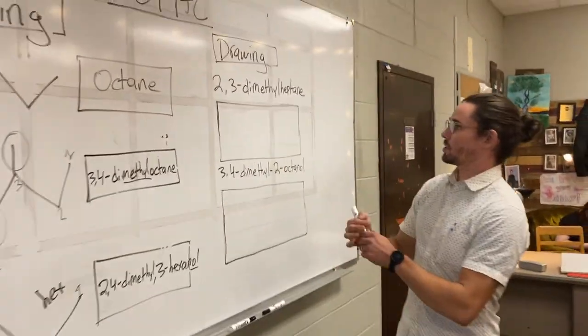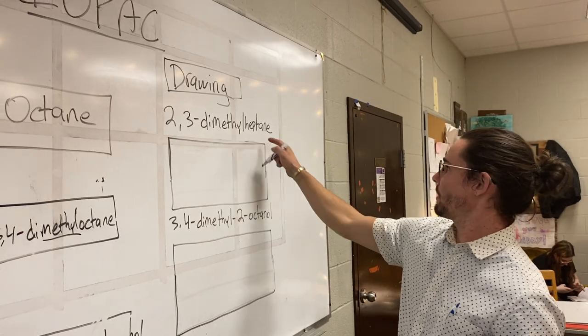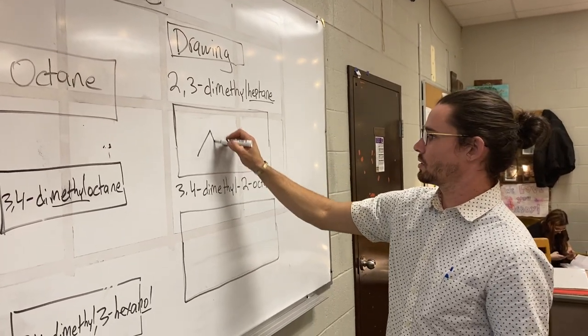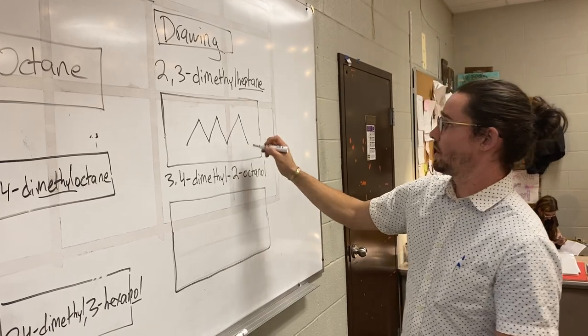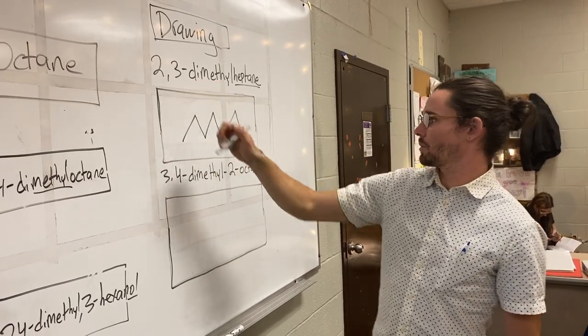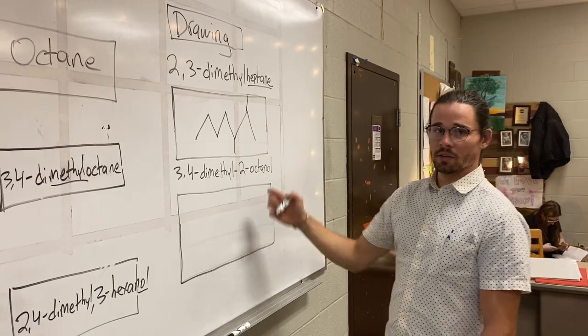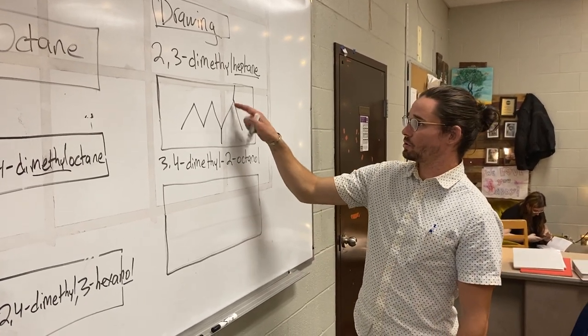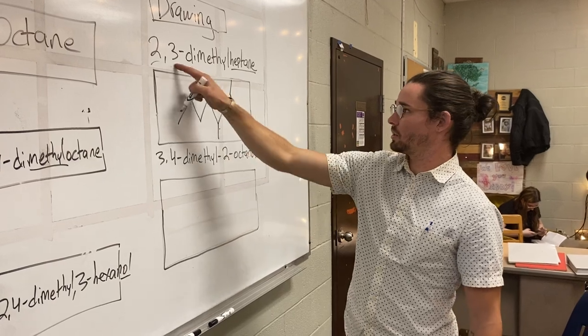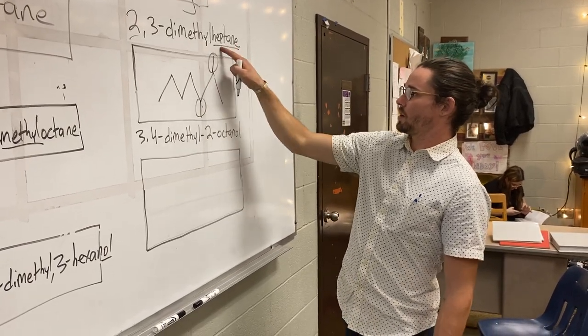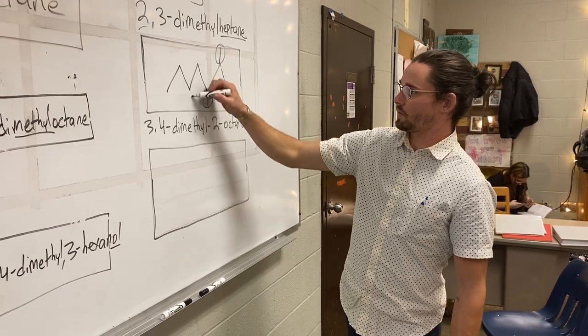Right here, I'm gonna draw these. 2,3 dimethyl heptane. I start at the back. Heptane is 7. 1, 2, 3, 4, 5, 6, 7. Now I need 2 methyl groups on carbons 2 and 3. Carbon 1, carbon 2, carbon 3, 2 methyl groups. There's a methyl group. There's a methyl group. Dimethyl on a heptane.